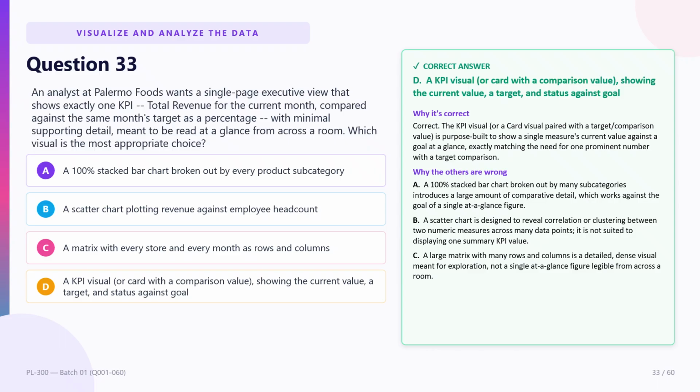A. A 100% stacked bar chart broken out by many subcategories introduces a large amount of comparative detail, which works against the goal of a single at-a-glance figure. B. A scatter chart is designed to reveal correlation or clustering between two numeric measures across many data points. It is not suited to displaying one summary KPI value. C. A large matrix with many rows and columns is a detailed, dense visual meant for exploration, not a single at-a-glance figure legible from across a room.